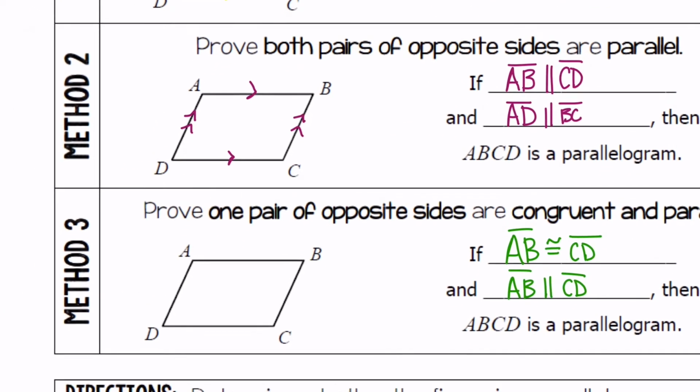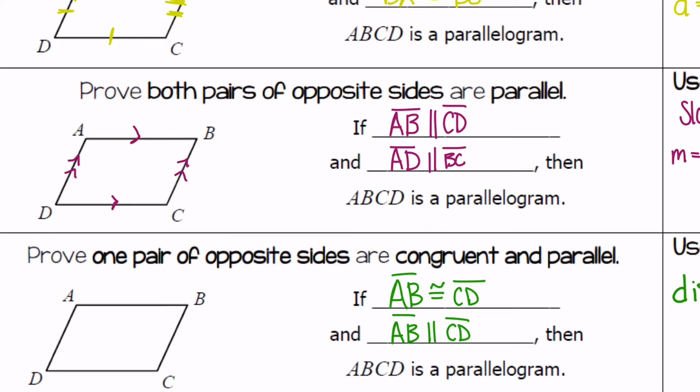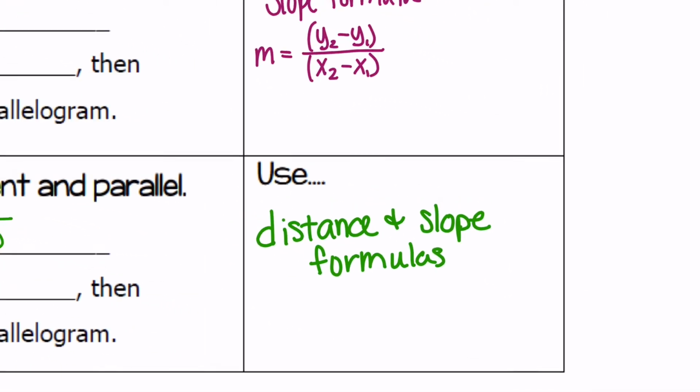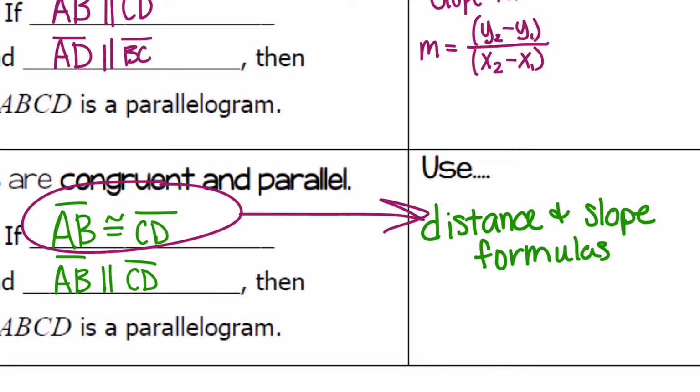The last way, method 3, is if we prove one pair of opposite sides is congruent and parallel. So we can do this by proving that AB is congruent to DC, and AB is parallel to CD. If those 2 things are true, then ABCD is a parallelogram. In order to do that, we combine them together. We use the distance formula to find out if they're congruent, and we use the slope formula to find out if they're parallel.